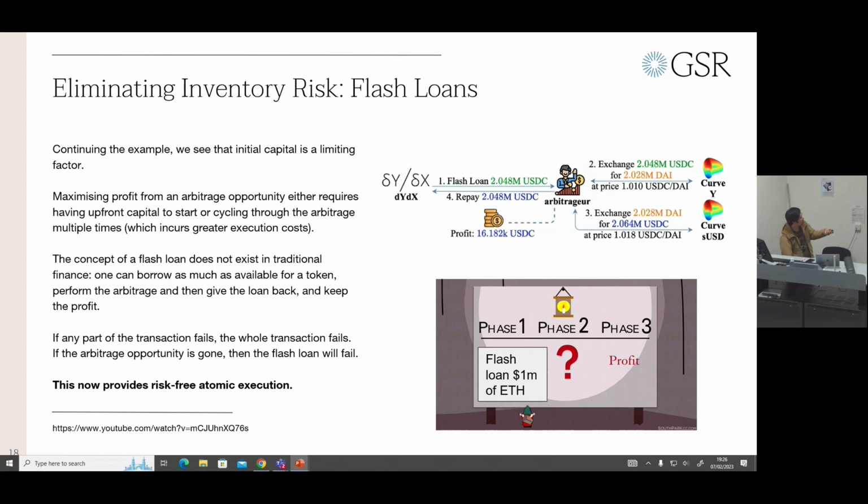So in this case, we can flash loan 2.048 USDC, exchange it, and afterwards trade in the market, swapping that over to 2.028 DAI. And then afterwards we can trade that for 2.064 USDC. And essentially we can see here that we made a profit of 6.16K USDC.